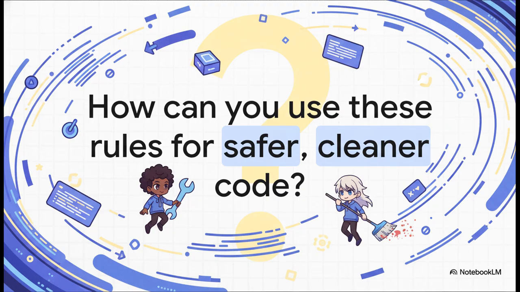So the big takeaway here is to be intentional. Use designated initializers for the core essential setup of your classes. Then sprinkle in convenience initializers for those common defaults and shortcuts. And that really leaves us with one final thought. How can you take these rules and start using them to make your own code safer and cleaner starting today?